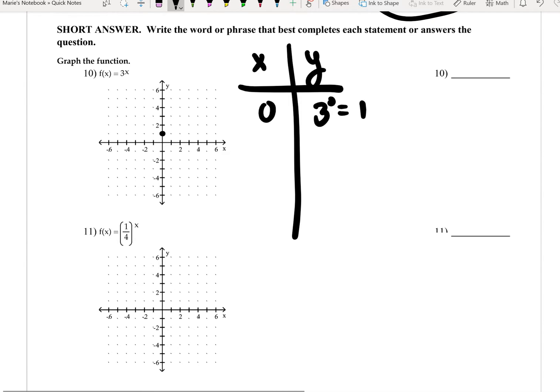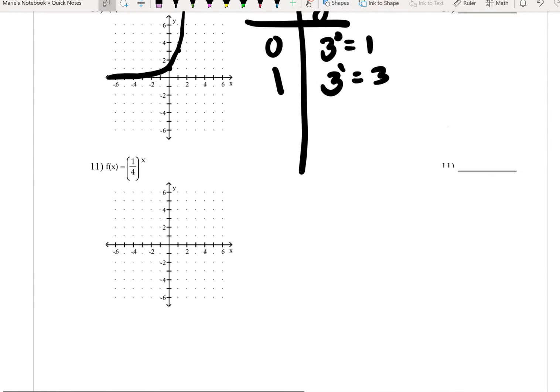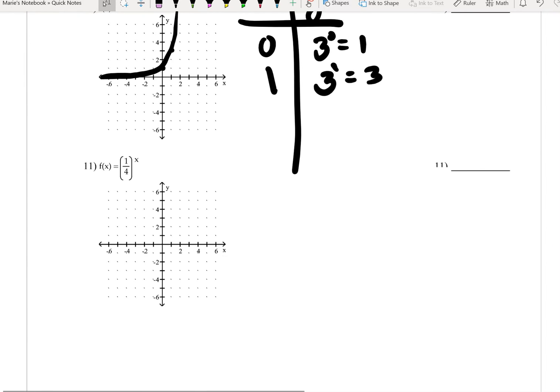So we know that. Our next number I want you to use is 1, because 3 to the 1 is 3. So that means that when x is 1, y is 3. So we can already tell that the behavior of this graph is going to end up being something along this line. Alright, and you're just going to select A, B, C, or D. So it's not going to make it difficult for you to check.